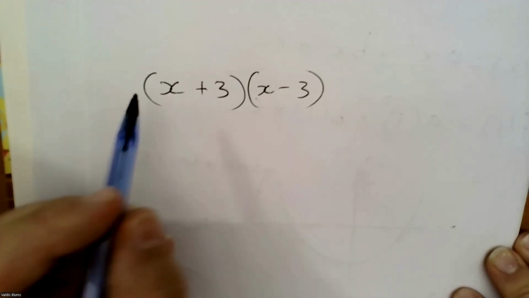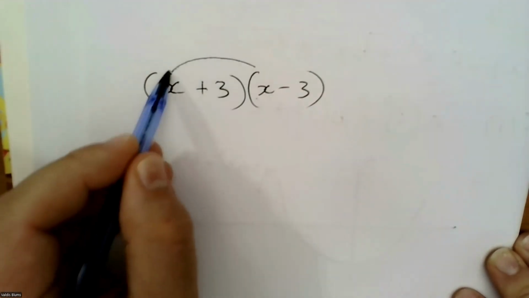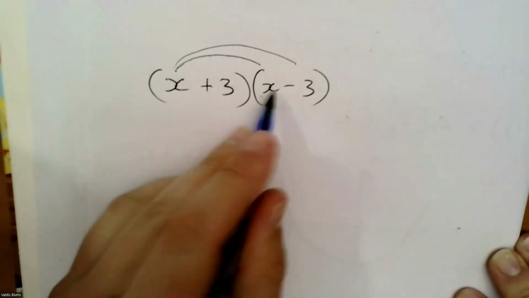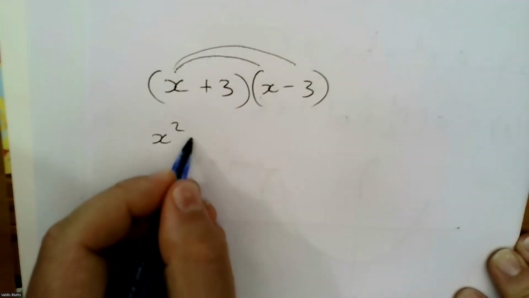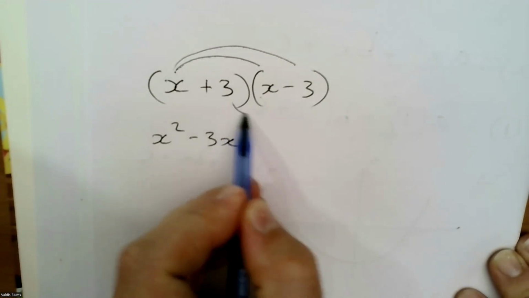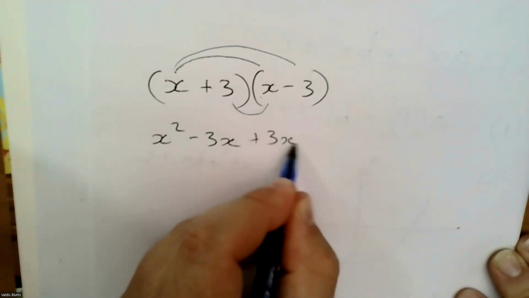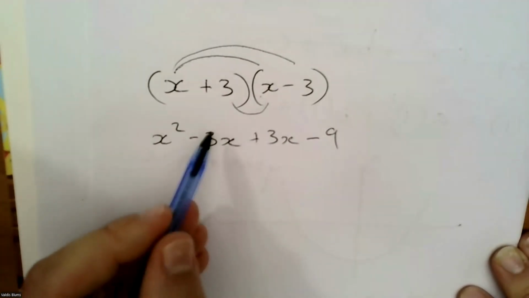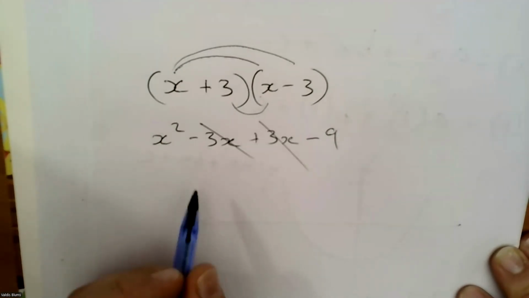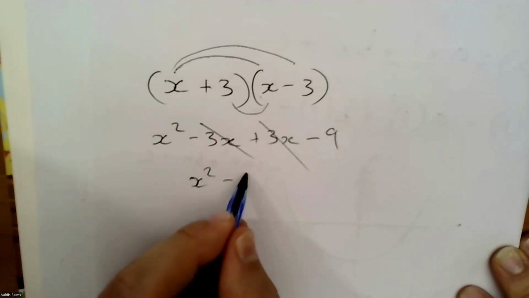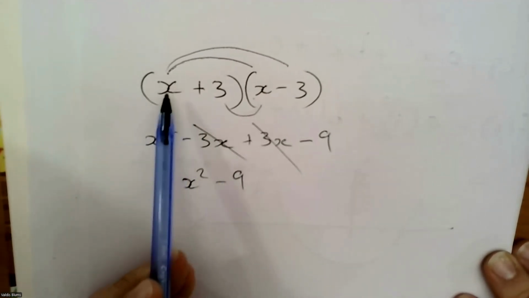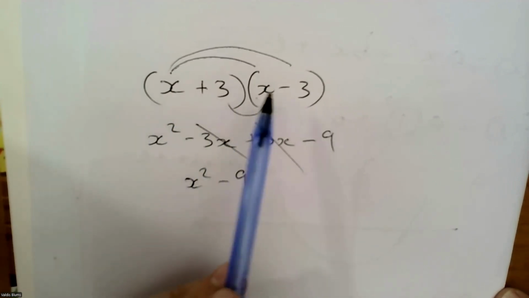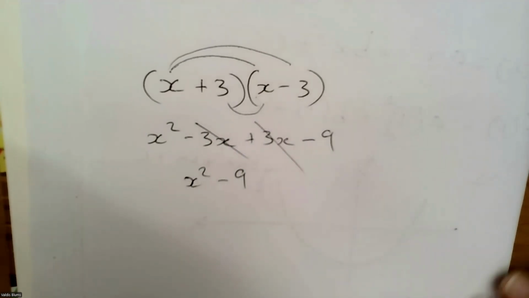Next, let's quickly revise expanding two sets of brackets. So we're expanding each term into each other term of the brackets. So x times x is x squared, x times negative 3 is minus 3x, 3 times x is plus 3x, and then 3 times negative 3 is minus 9. So the middle two terms cancel, and we're left with that first term squared minus that second term squared. Remember, this is similar to the form we saw in the surds content, where you have a plus b in brackets multiplied by a minus b.